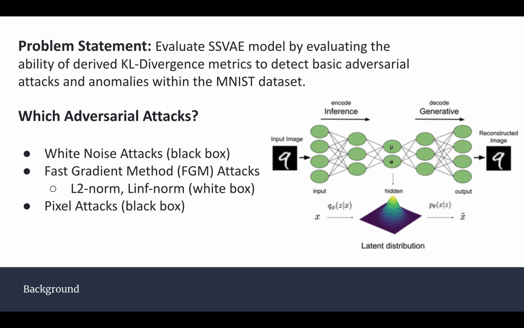And so this project looks at finding a novel way to detect these adversarial examples. We're going to be using a semi-supervised variational autoencoder model and deriving some KL divergence metrics in order to detect examples on the MNIST dataset.